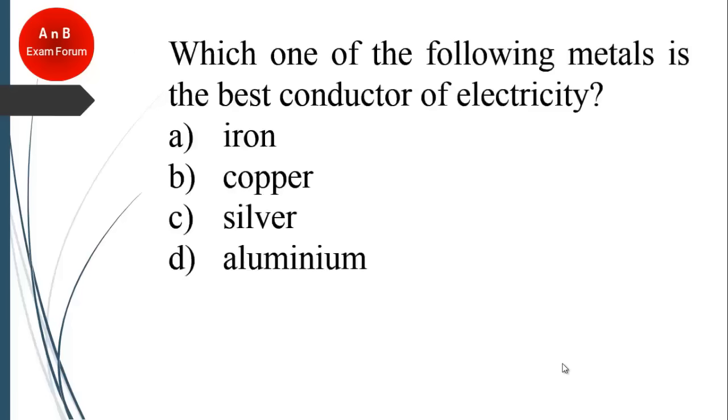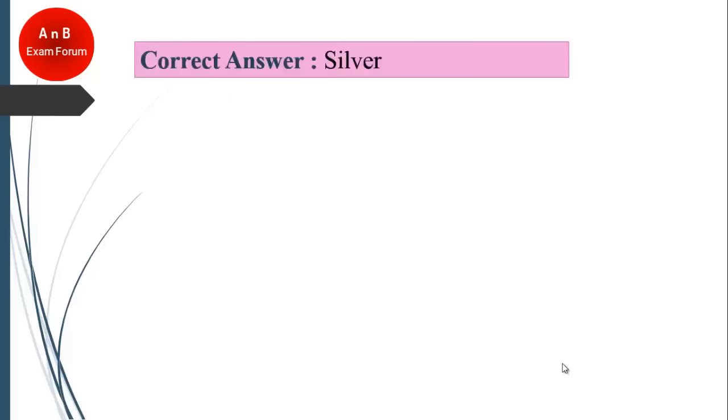Okay, now which of the following is the best conductor of electricity? Again, all these are metals, you have to choose the best conductor. Again, the correct answer is option C, silver. Silver is the best conductor of electricity also. Okay, never forget, students. Just note it down.